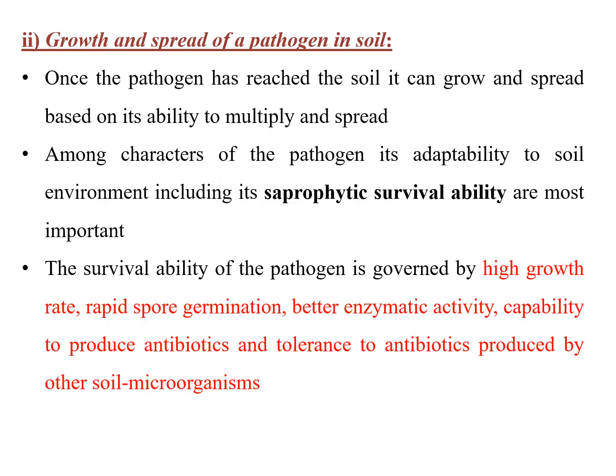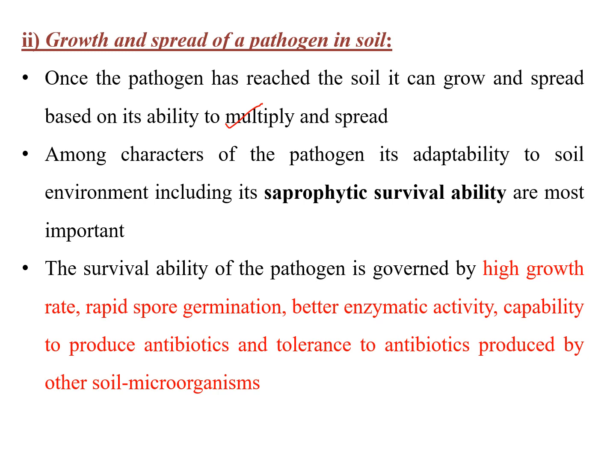Second one is growth and spread of the pathogen in the soil. So when the pathogen reaches the soil, it used to grow and spread based on its ability to multiply and spread. Why are we mentioning its ability to multiply and spread? Because the pathogen should have the capability to multiply in the soil, and it has to tolerate the soil environmental conditions, because it should have saprophytic survival ability. That is the most important factor determining its capability to survive in the soil.